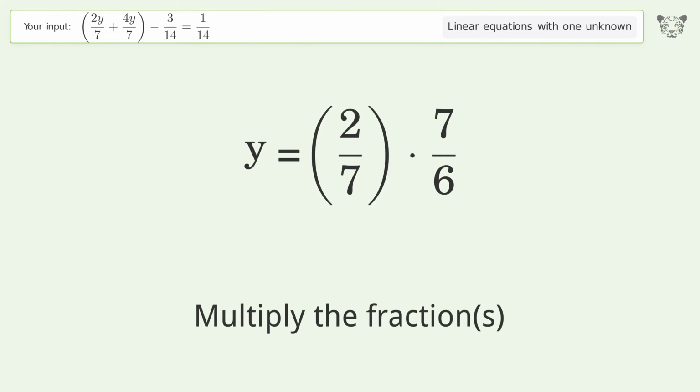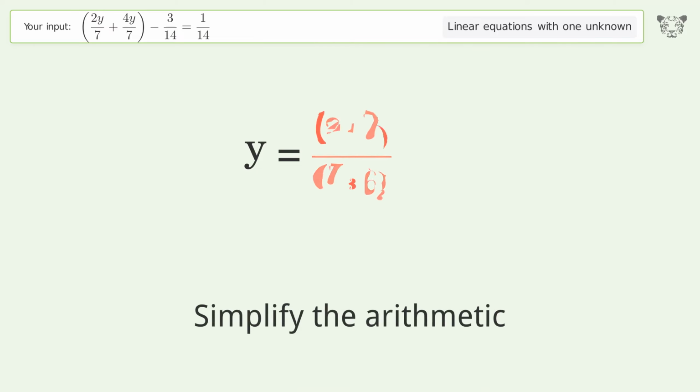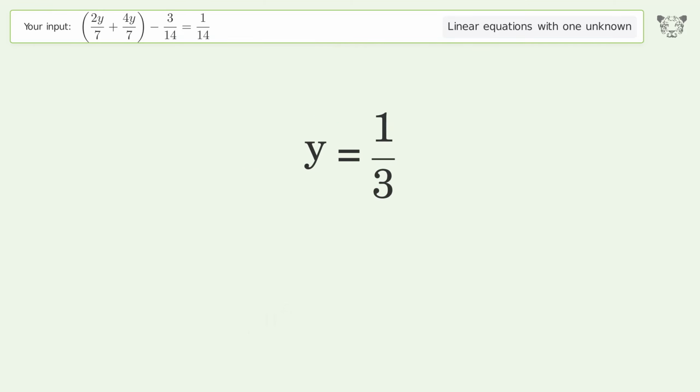Multiply the fractions. Simplify the arithmetic. And so the final result is y equals 1 over 3.